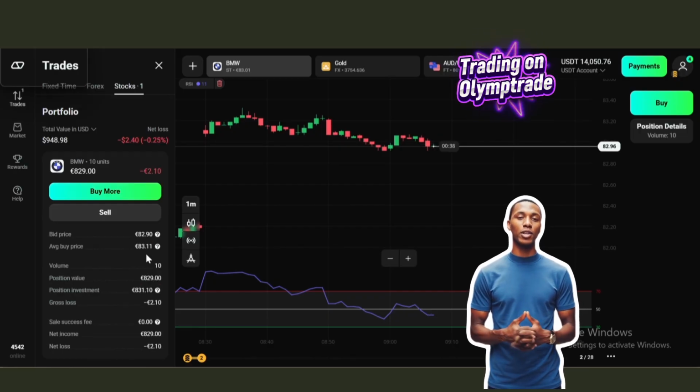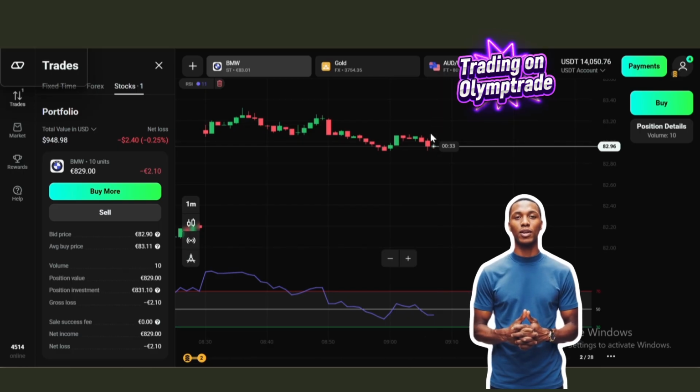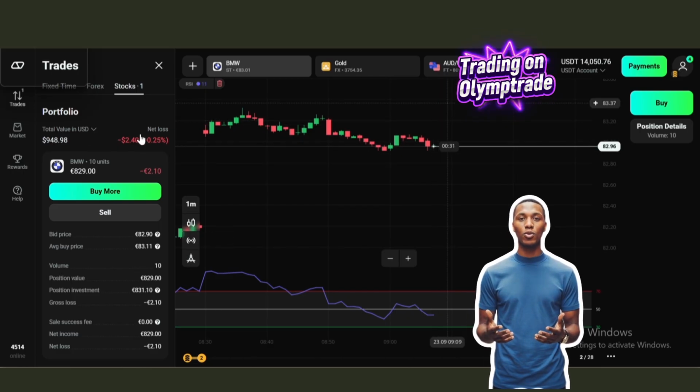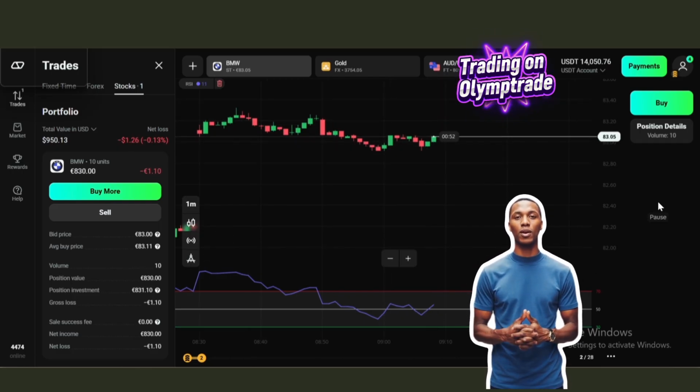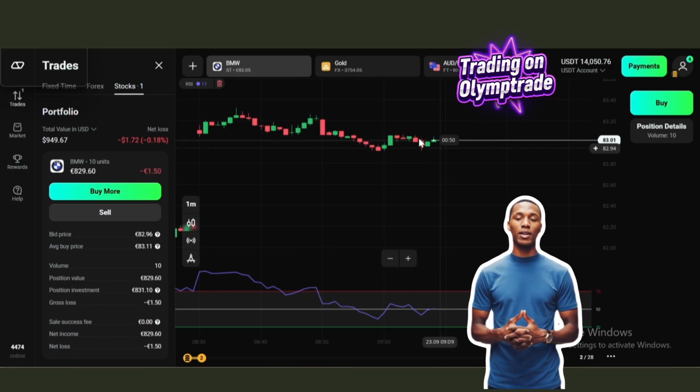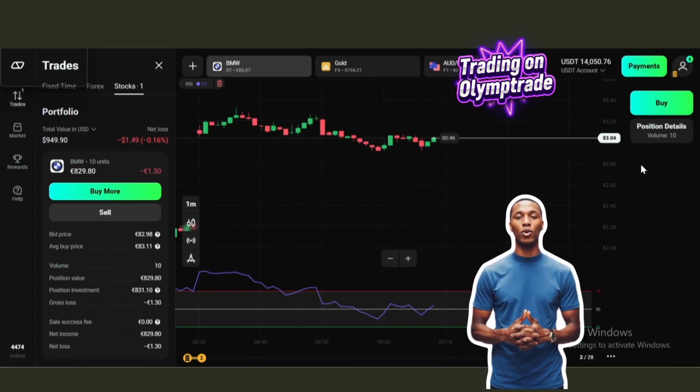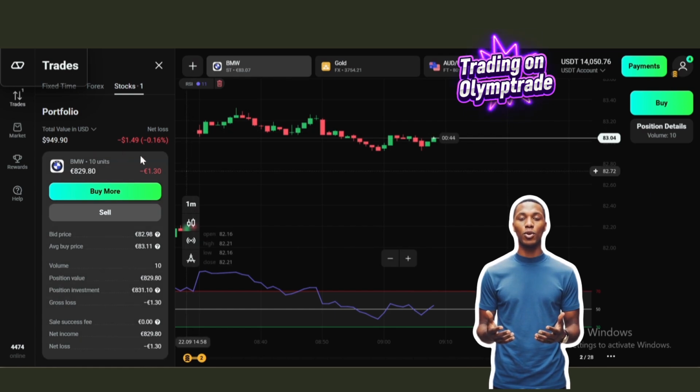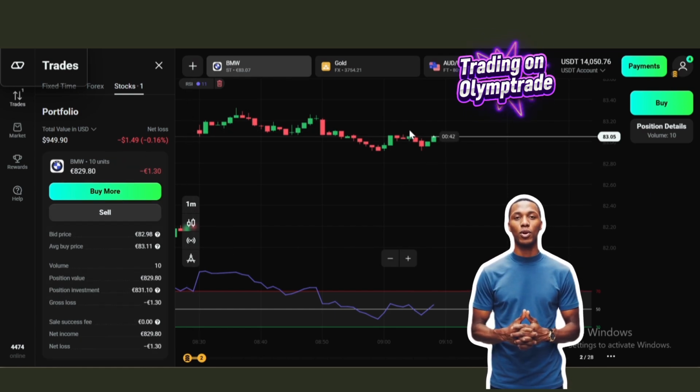Only a section of your capital will depreciate, because instead of using your whole capital to buy a particular stock asset, you are using some section of your capital to buy it. But as you can currently see on the chart, when the price of this stock asset begins to appreciate, our value will begin to appreciate.